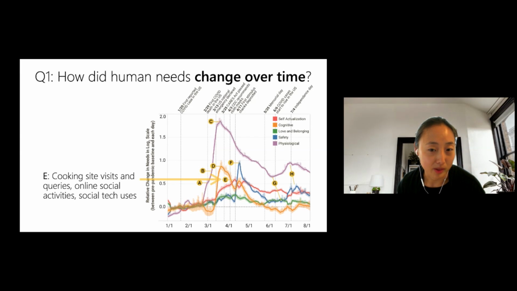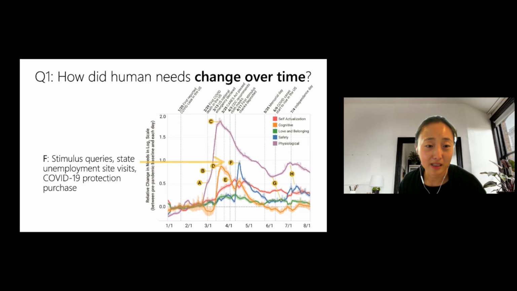Self-actualization, as well as love and belonging needs, slowly pick up, reaching a peak in April, and they're contributed by queries related to cooking and online social activities. Finally, after about a month since the pandemic, we see a sharp increase in safety needs shortly after the first stimulus checks were deposited, obviously contributed by stimulus-related queries and state unemployment site visits, as well as purchase of COVID-19 protection gear.